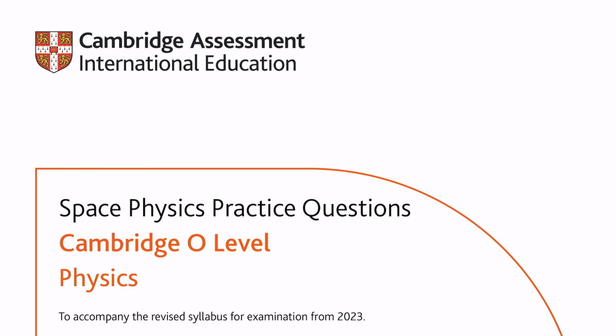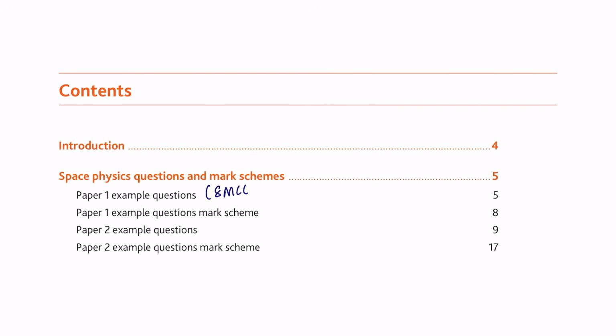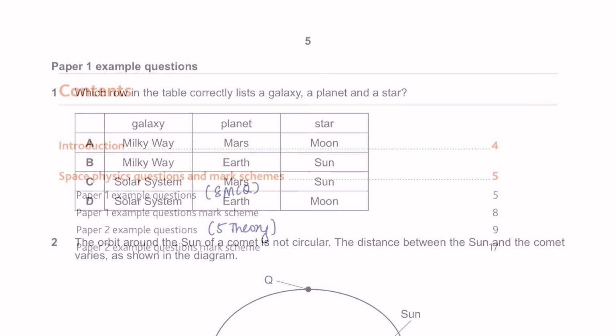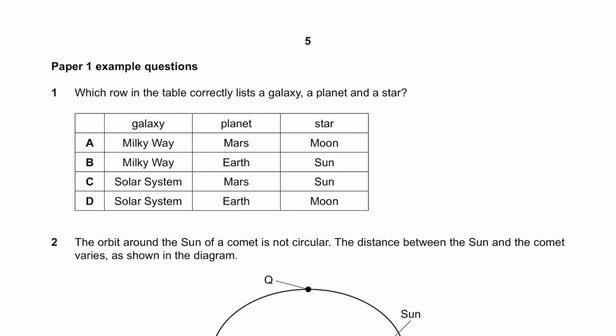This is a tutorial video for space physics practice questions from Cambridge Assessment International Education. There are 8 MCQ questions from paper 1 and 5 theory questions for paper 2. Alright, let's get started. Question 1.